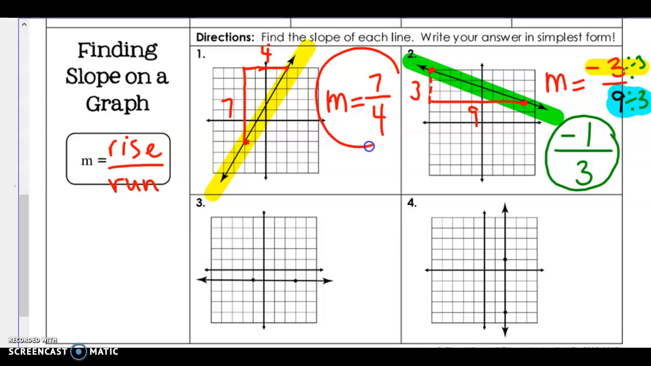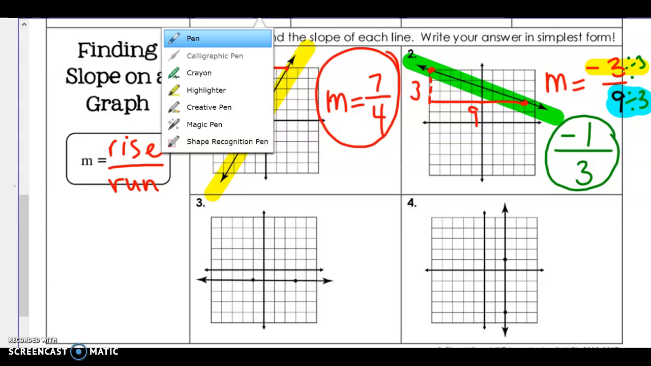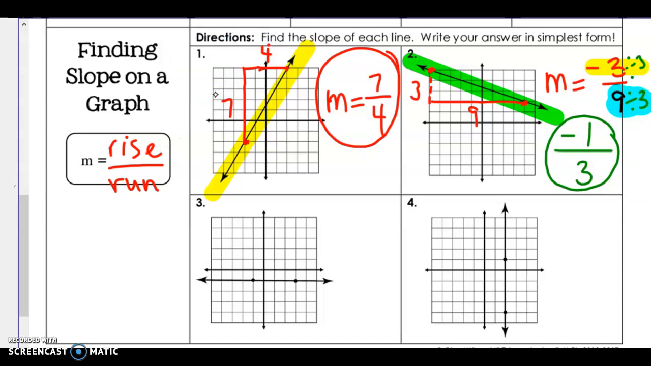I'm going to circle this one too. All right, so that's going to be the biggest problems you'll see on the Unit 3 final quiz. Those are going to be the first couple problems you see. So remember, it's the rise over the run. I would draw that red triangle that I drew, and that's going to help you.